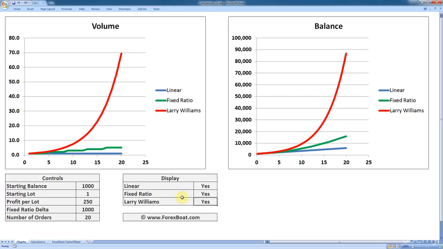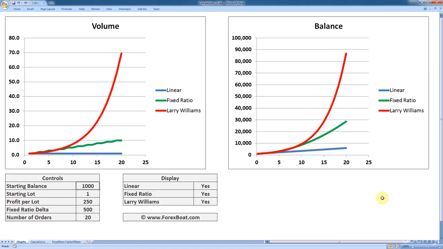So let's start to maybe experiment a little bit more here, and let's say the fixed ratio delta is not 1,000 but rather 500. Here you can see that the Ryan Jones method is actually catching up to the Larry Williams method. Not in the long run, but at the start they were quite close, and then the Larry Williams method still shot far away.